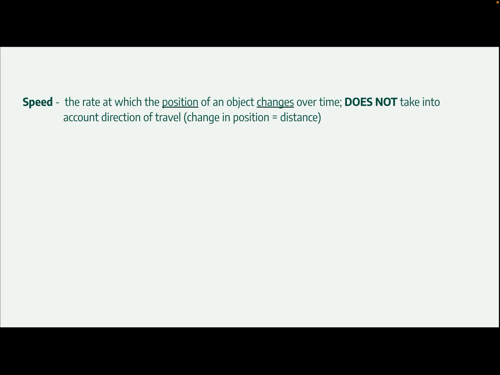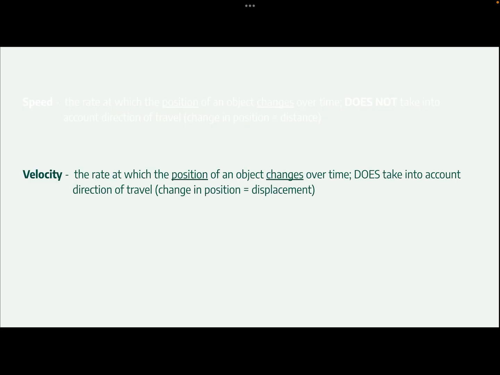The other one that we have is a velocity, which is very, very similar to a speed, the rate at which a position of an object changes over time, except that it does take into account the direction of travel. So its change in position that is discussed is a displacement, okay? And sometimes people will say a velocity is a speed in a direction, what we're talking about throughout a process, okay?